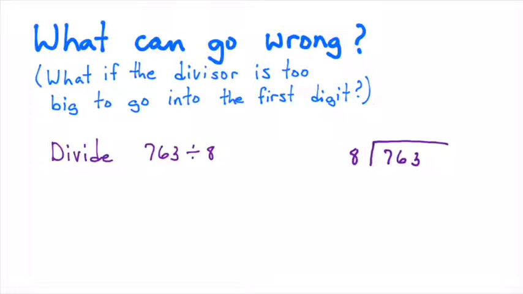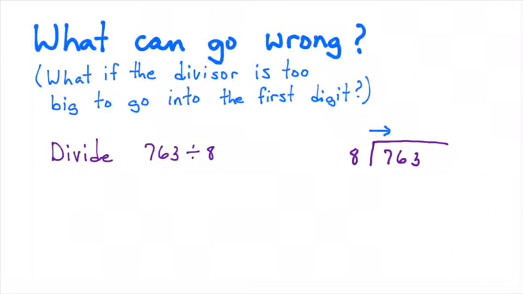And then we say, well, how many times will 8 go into 7? Well, 8 is too big to go into 7, so we don't want to put anything on top of the 7. Instead, we're going to take the first 2 digits at once. And now we'll have to ask ourselves, how many times will 8 go into 76?